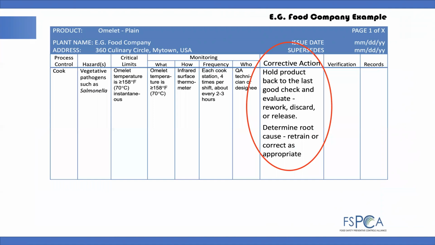In the process control form, you need to record the corrective action to be taken. In this cooking step, the food safety team decides to hold and evaluate the product for its disposition. If the deviation repeats, it may need to examine root causes.